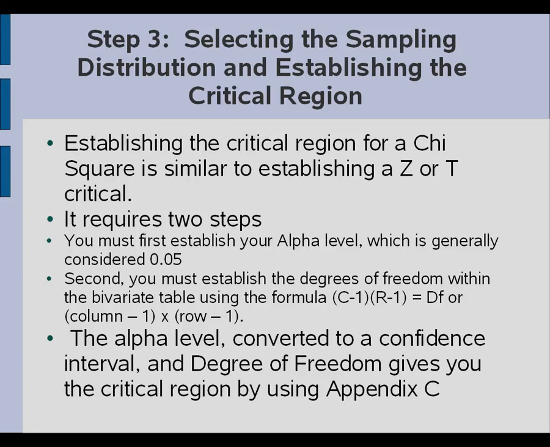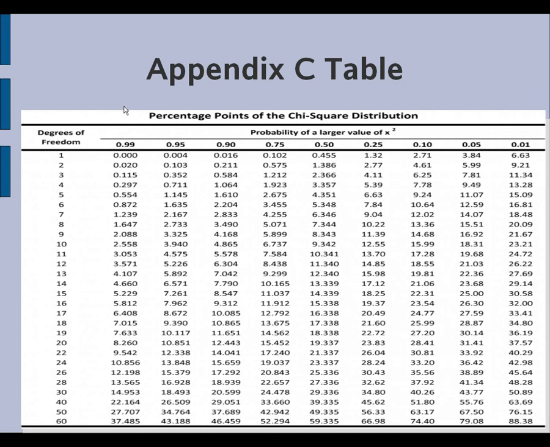The alpha level converted to a confidence interval and degrees of freedom gives you the critical region by using Appendix C. For example, if the confidence interval is 0.95 and the degrees of freedom is 4, then the chi-square critical will be 0.711.